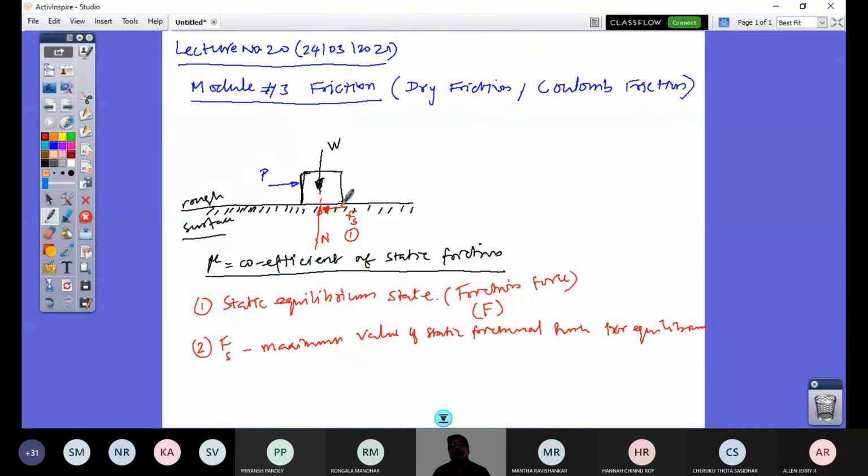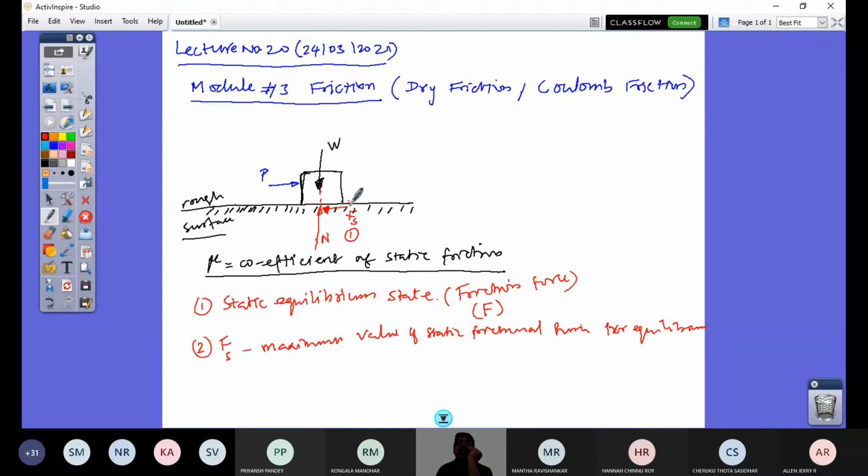So what is the result? What is the effect in the system? The block will translate in the direction of an unbalanced force. What is an unbalanced force? P minus Fs. There is an unbalanced force. P is more than Fs. So it will be moving in this direction. It will be accelerating in this direction. So that is the effect.